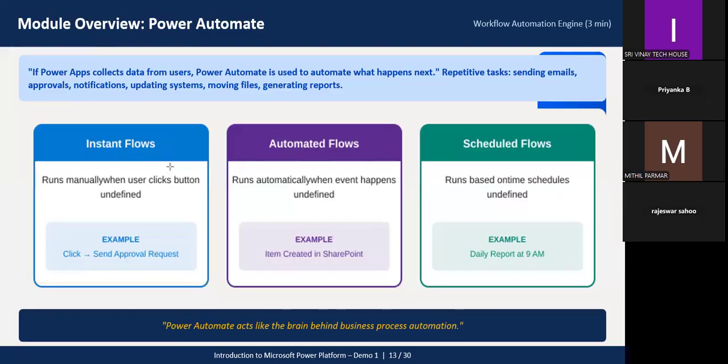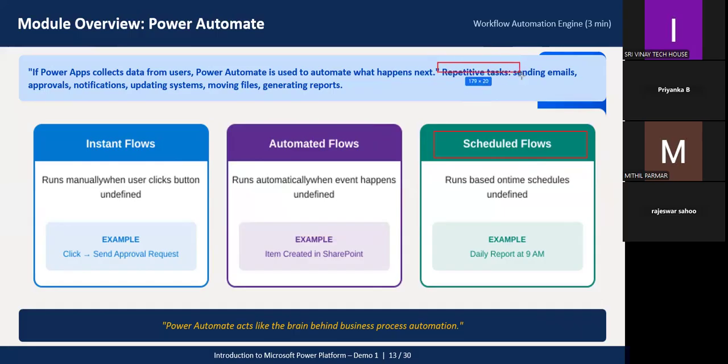Coming to automated flow, it will run automatically whenever an event happens. That means whenever a data record is created in the Dataverse or SharePoint, this automated flow will be triggered and it will send an email notification. This is the example, guys: item created in SharePoint. Whenever an item or record is created in Dataverse, this automated flow will automatically trigger based on our setup.